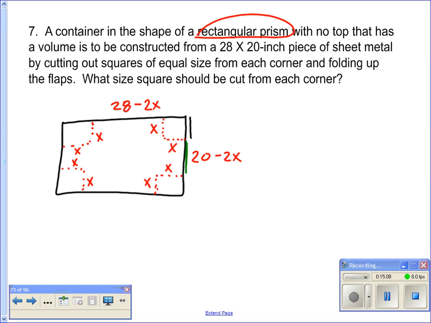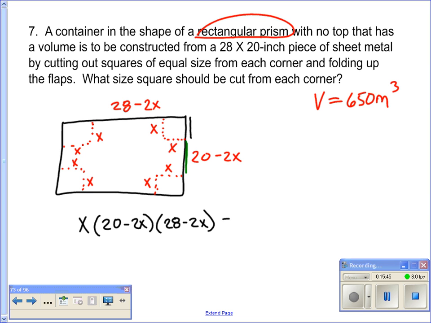All right. So what you'll have is a piece that's 20 minus 2x by 28 minus 2x by x, where x would be the height of it because you're going to fold those flaps up. And we want it to have a volume of, and it didn't say that, so I left this out by accident, but the volume should be 650 cubic meters. All right. So now we have enough information to write our equation. So it's length times width times height, so that's going to give us x times 20 minus 2x times 28 minus 2x. And that's going to be equal to 650.